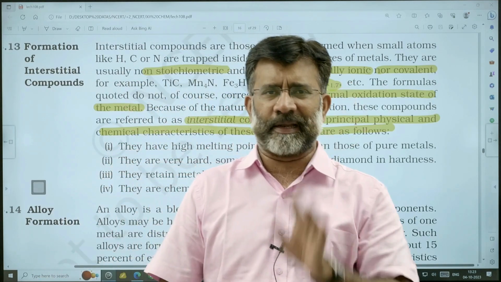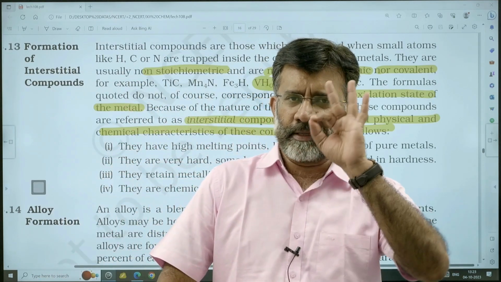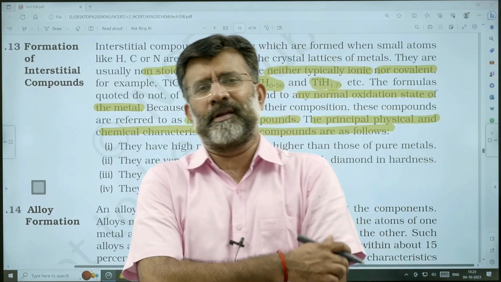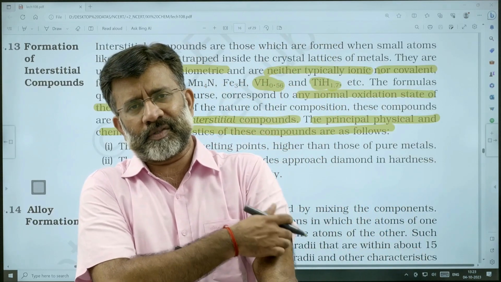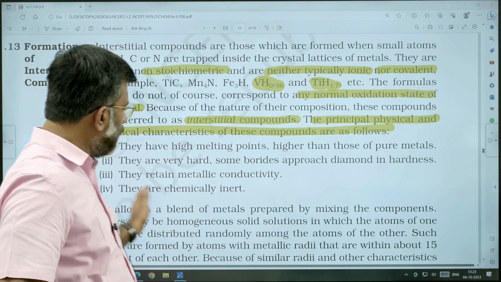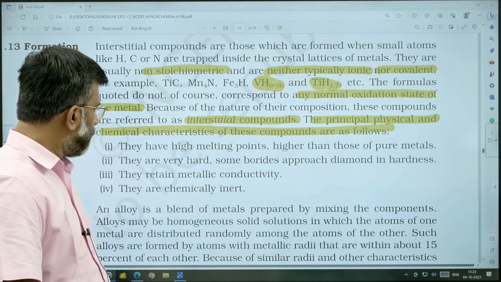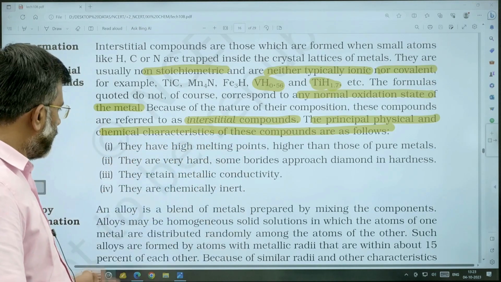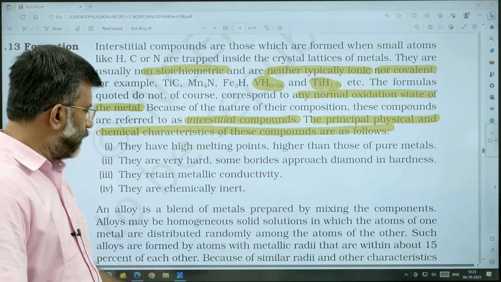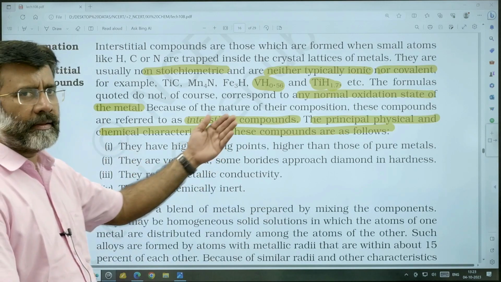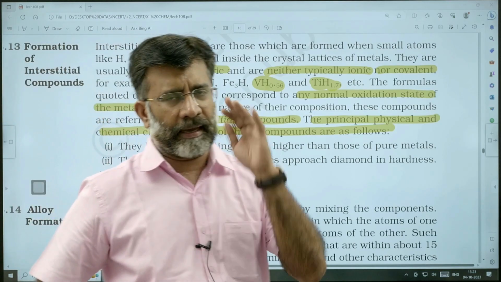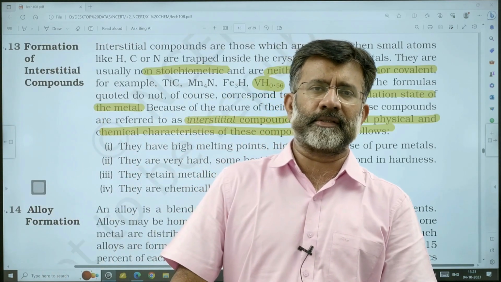And the question was like that: which of the following is the incorrect statement pertaining to the characteristics of interstitial compounds? They are chemically inert. So they are high melting, they are very hard, they retain metallic conductivity, and they are chemically inert. That is the characteristic behavior of interstitial compounds.